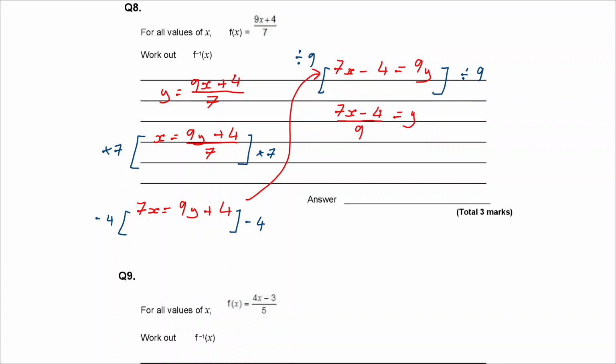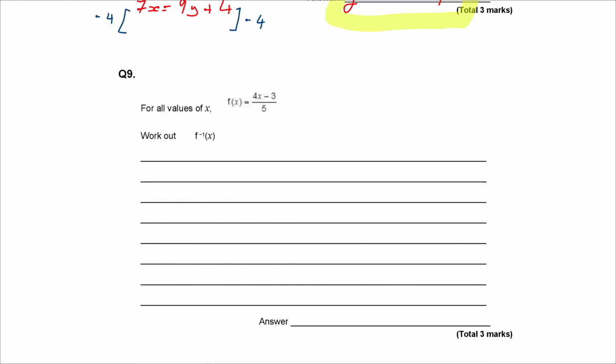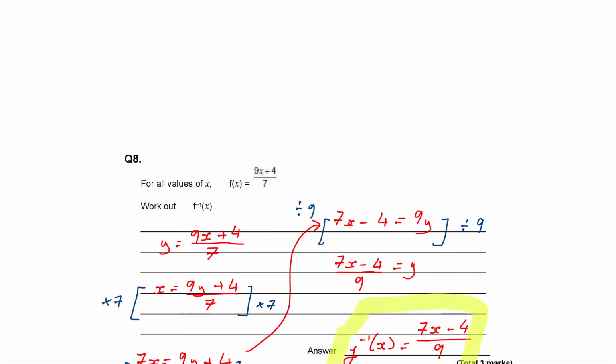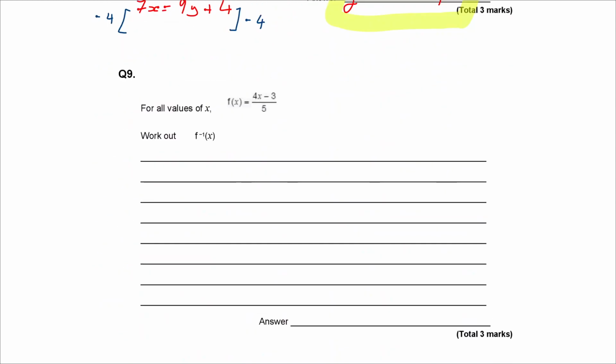In the final step, we just replace this y with the correct notation, f inverse of x. So we just say that f inverse of x is equal to 7x minus 4 divided by 9. Okay, and that is your answer. Perfect. Number 9, another very similar question, in the same sort of format as well, isn't it?